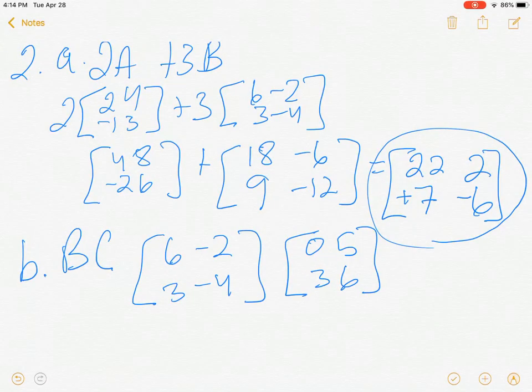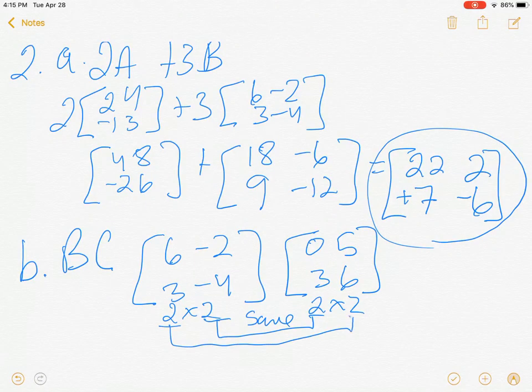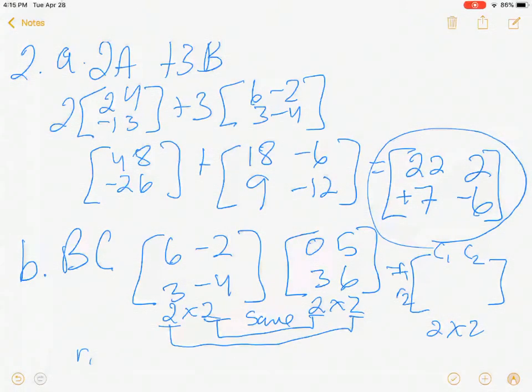C is also a 2 by 2: 0, 5, 3, 6. So now I want to multiply these together. This is a 2 by 2 and this is a 2 by 2. The two inside ones are the same, so that means we can multiply them together. The outside ones are your new dimension. So our new matrix is also a 2 by 2, which means we're going to have 2 rows and 2 columns.